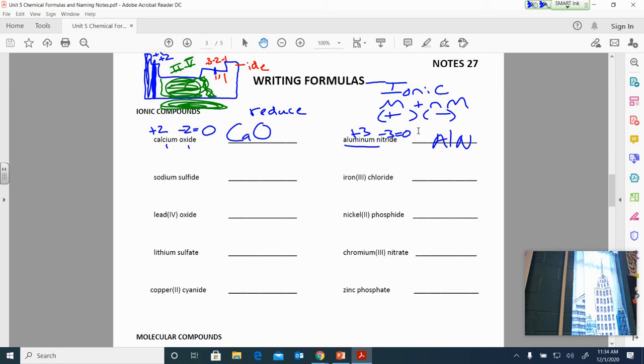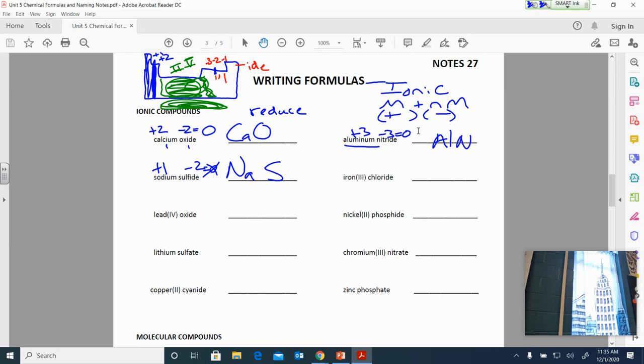Okay, let's try sodium sulfide. So sodium is in the first column. It's Na. And it has a +1 charge. Sulfide is in the same column oxygen's in. Its symbol is S, and it has a -2 charge. Okay, so when I think about this one, +1 -2, does that equal 0? No, it doesn't. It doesn't equal 0 right now. So this is the first time this has happened so far.